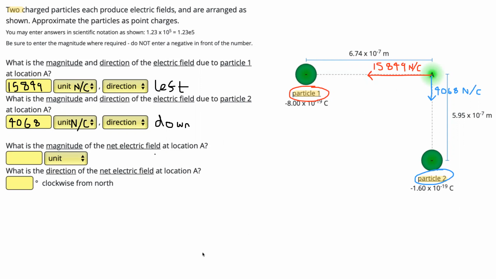So let's draw this out a little bit bigger to make it more clear. So I'm going to draw them tip to tail. There's my downwards field. And then tip to tail, I'm going to draw on my leftwards field, which was 15,849 newtons per coulomb. So our net field is going to be pointing in this direction here. So that's our net field, E.